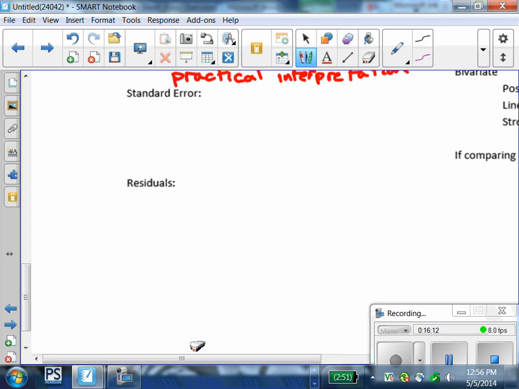Standard error, if you want to think about this, this is the big list of all of those standard deviations. It's the standard deviation for each of our different types of tests, but really at the end of the day, it's just how far the typical observed value is from the mean.